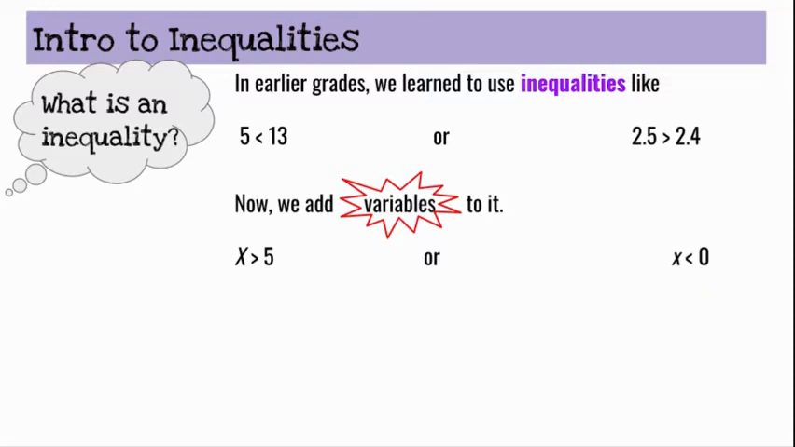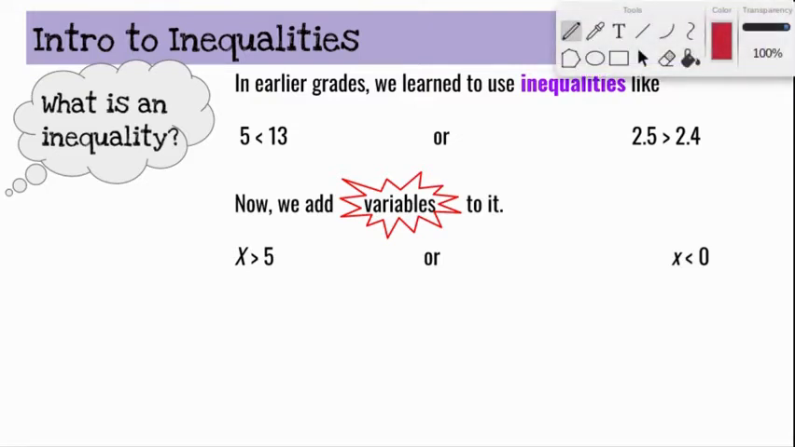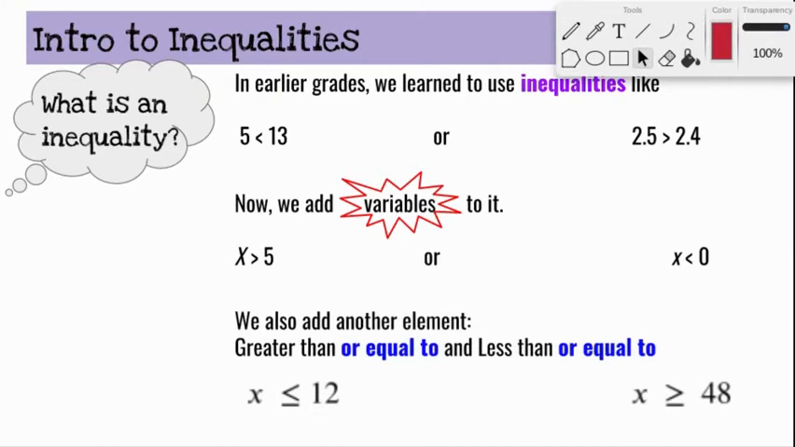Okay, with another element that we're going to add to this, since x can be any number of values, we're going to add another element that is called greater than or equal to and less than or equal to. Let me give you some examples. In this first one, this strange symbol that's right here is our mathematical symbol for less than or equal to. The way that you read that is literally x is less than or equal to 12.